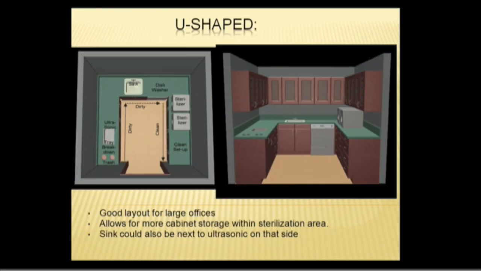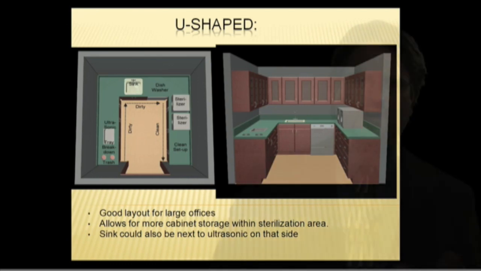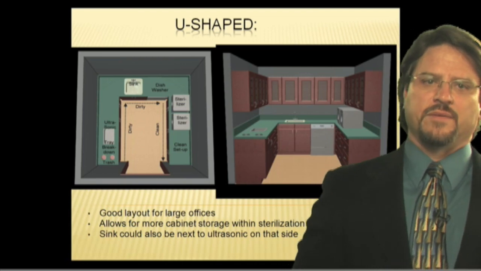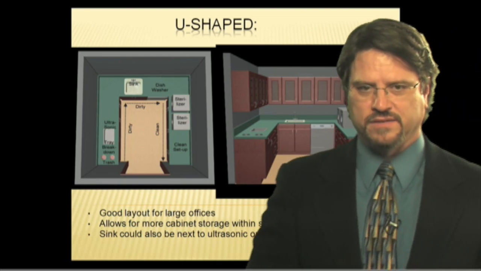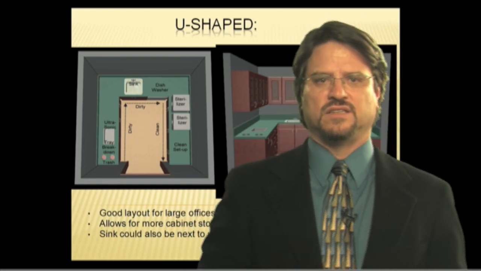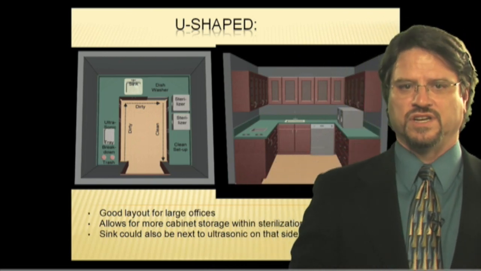This is a layout for a U-shaped sterilization. It is a good layout for medium to large offices and allows for more cabinet storage within the sterilization area. The sink could also be next to the ultrasonic on that side if you want to change that layout some.